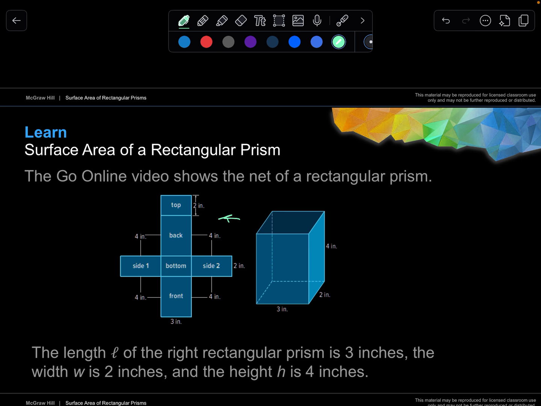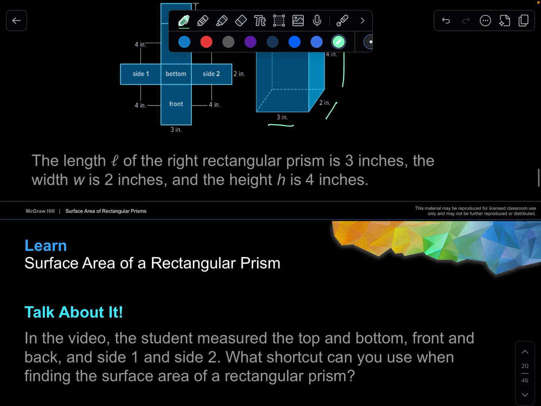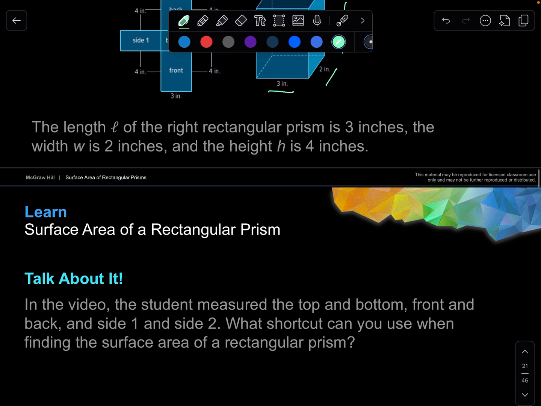Now the length L of the right rectangular prism is 3 inches. The width is 2 inches. The height is 4 inches. So how am I going to go about this? Now, as I said before, there are 3 sets of congruent faces.